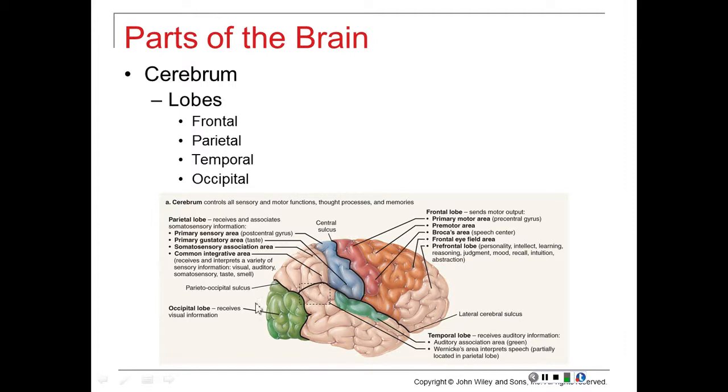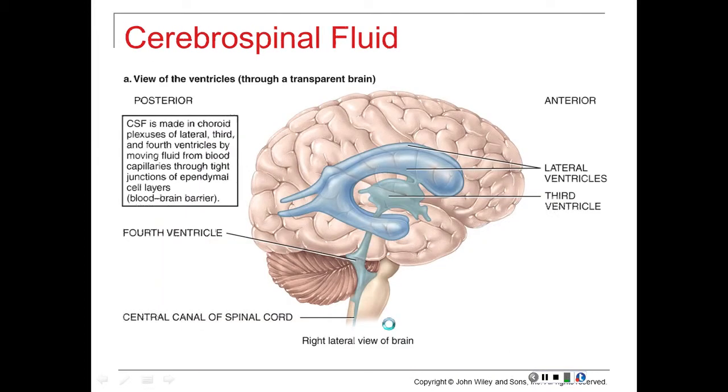We go over to our occipital lobe, or I should say back to our occipital lobe. This is our visual cortex. This is where all of our visual information is perceived. Our temporal lobe has a special area for interpreting speech called the Wernicke's area, as well as the auditory association area. This is where all of your hearing interpretation takes place.